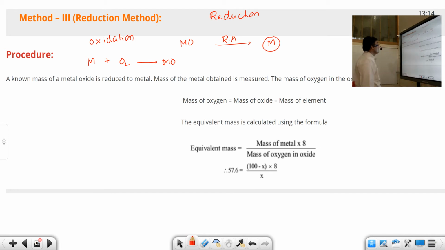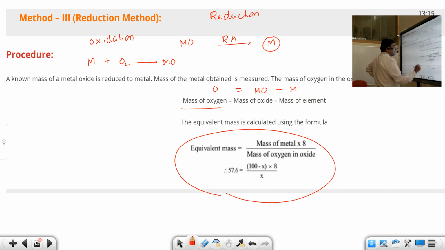You have studied this in stoichiometry. Now you know very well, mass of oxygen is equal to mass of the metal oxide minus mass of the metal. It gives mass of oxygen. So it is the same thing, and here you can also use the direct formula. How do you get the direct formula? Equivalent weight of metal by equivalent weight of oxygen is equal to weight of metal by weight of oxygen.